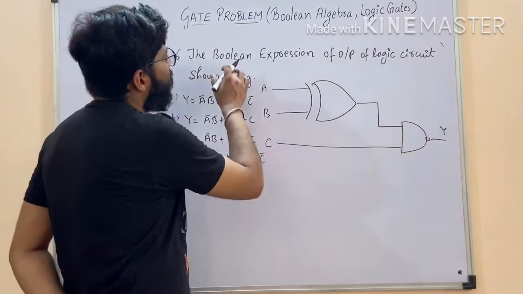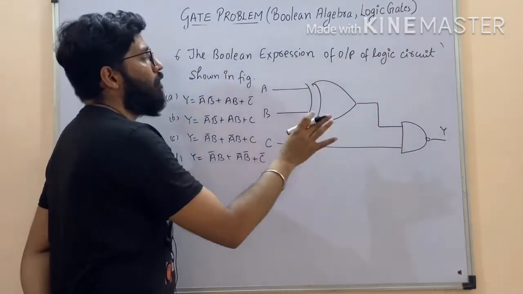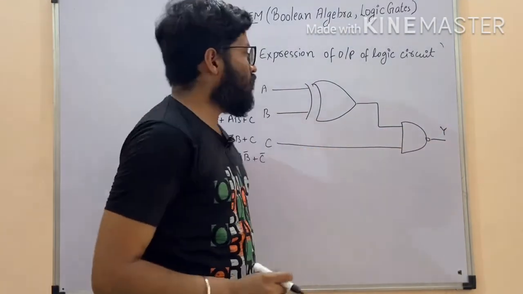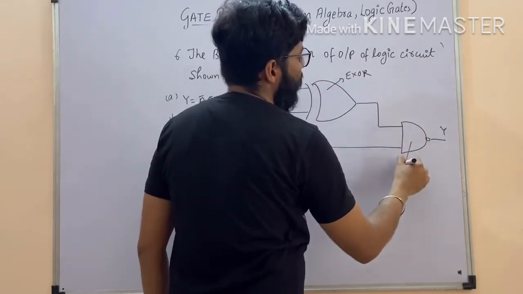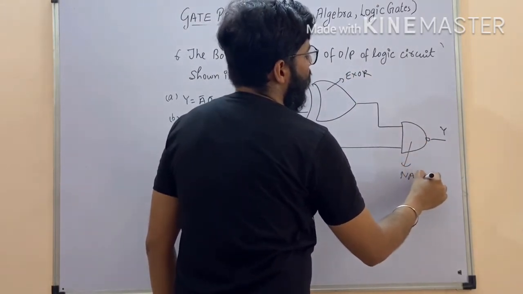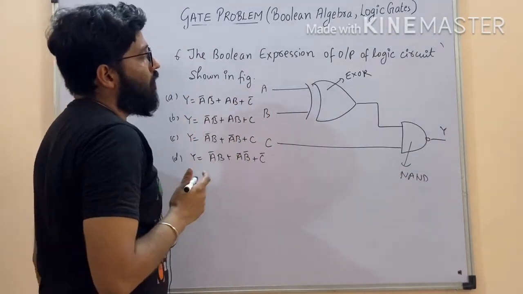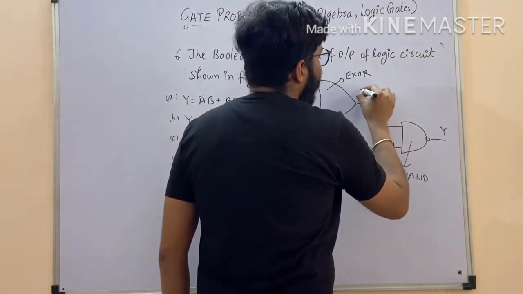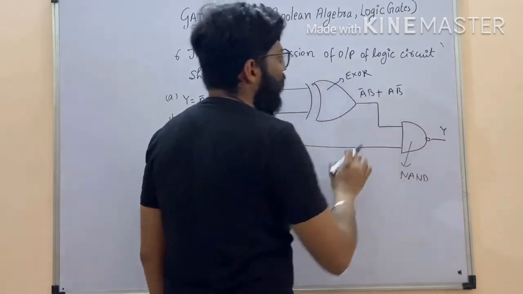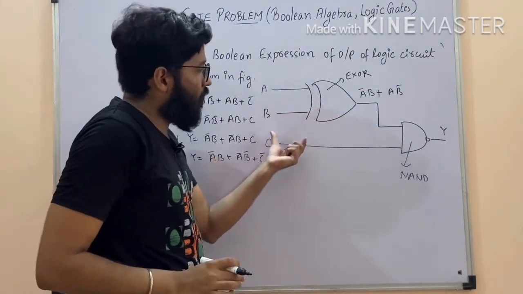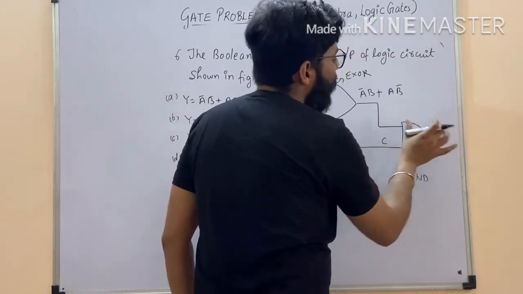In the next problem, the Boolean expression or output of the logic circuit is shown in the figure. This is the circuit, you have to write the output expression. Now see, this is an XOR gate and this is a NAND gate. Now see how you will simplify, you get your answer. In the XOR you will get the output A complement B plus A B complement. This is the output of the XOR gate. Now this C is fed here, you have to see here C. Now this and this input are fed to the NAND gate.